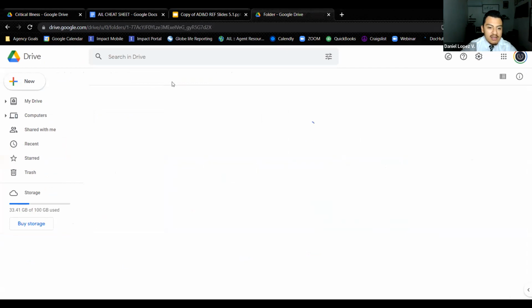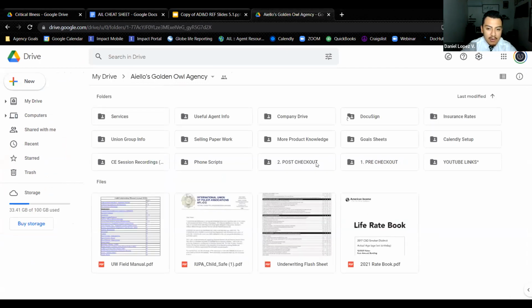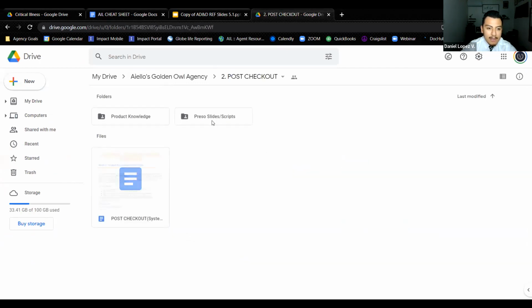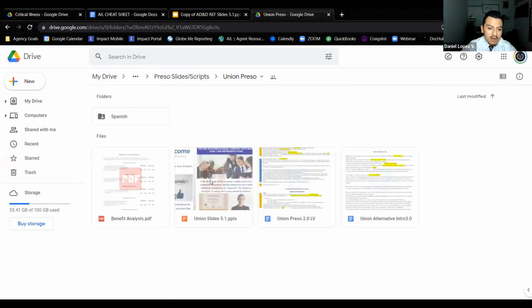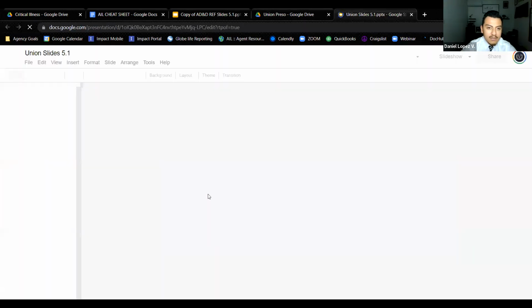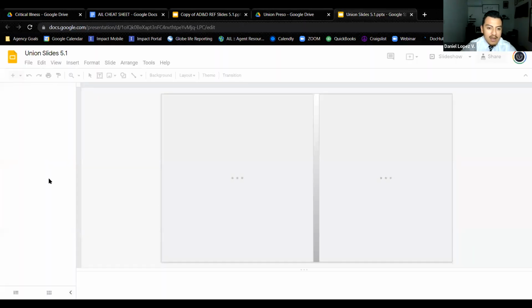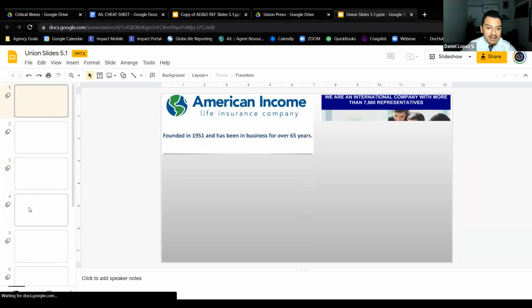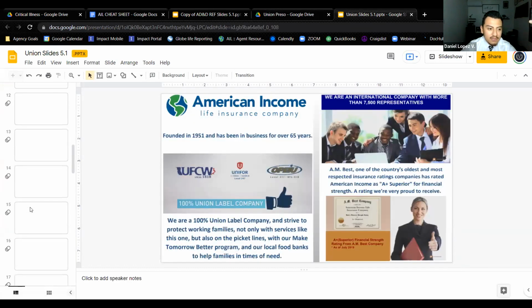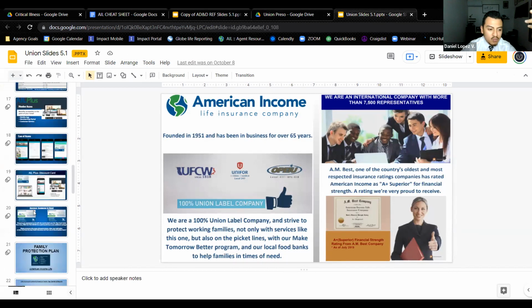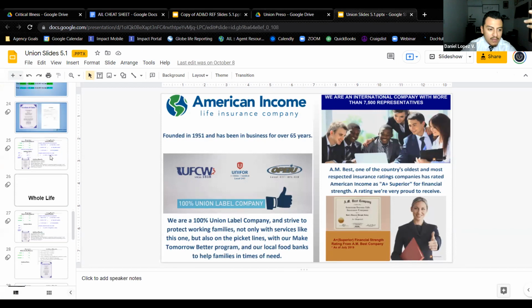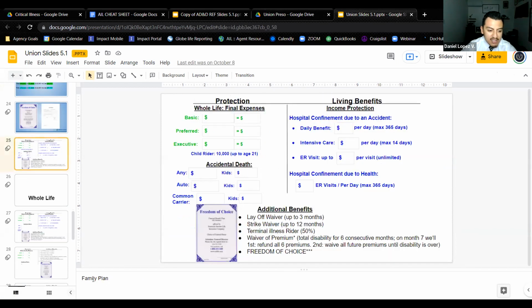So here is how it looks. You go to post checkout, presentation slides, and just talk about Union One slides. Okay, and it has everything you can offer them in there. The explanation is right here.